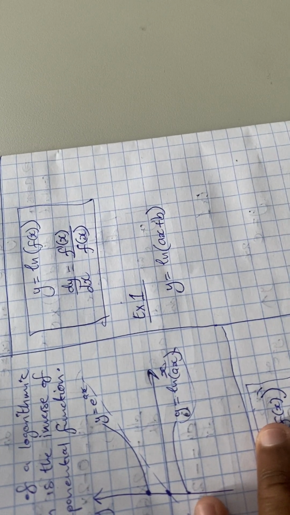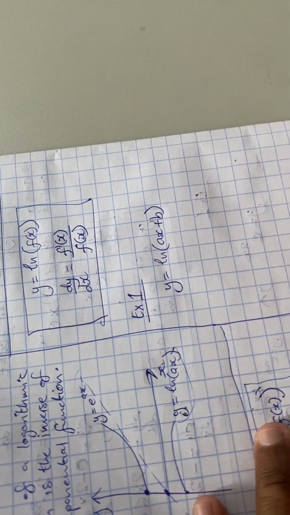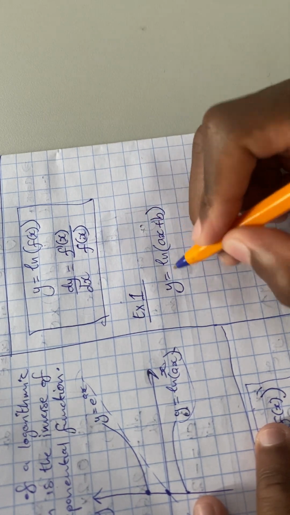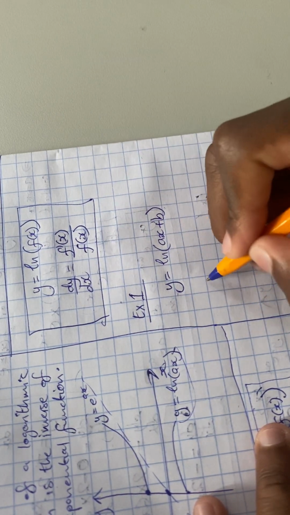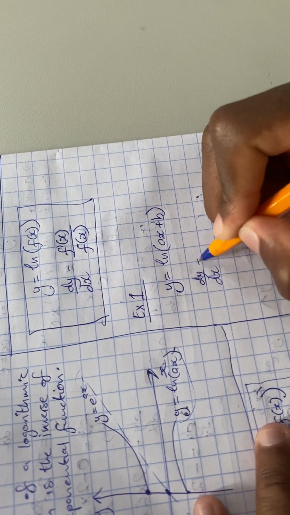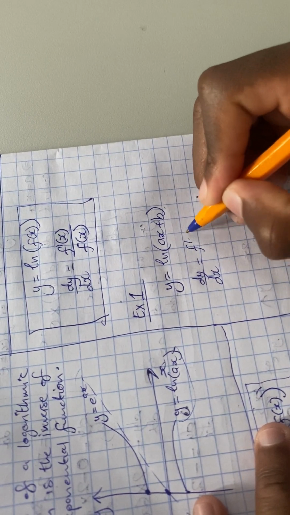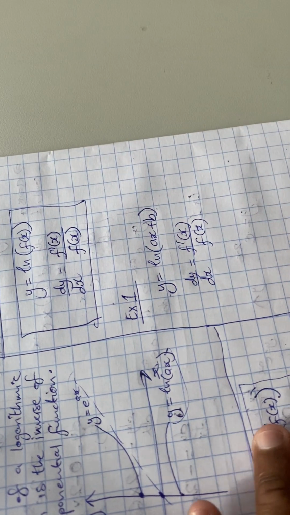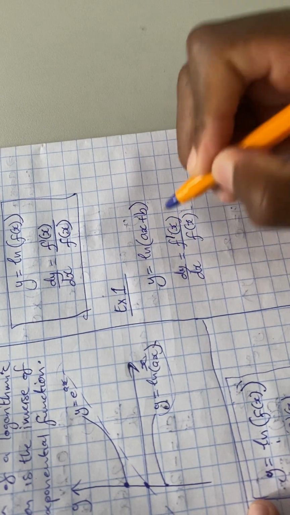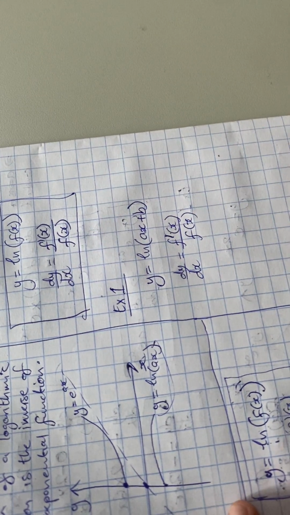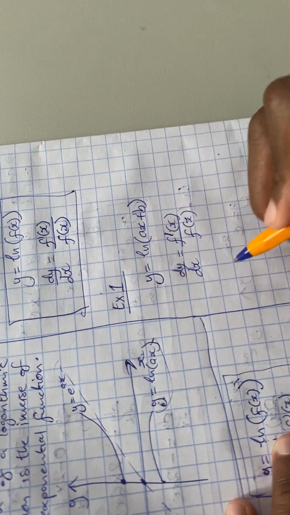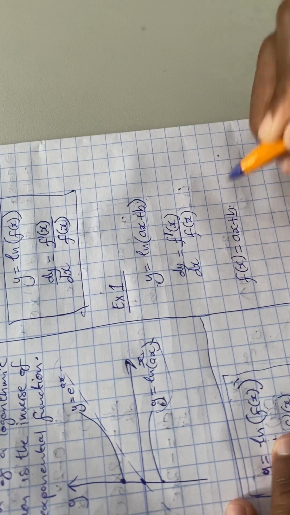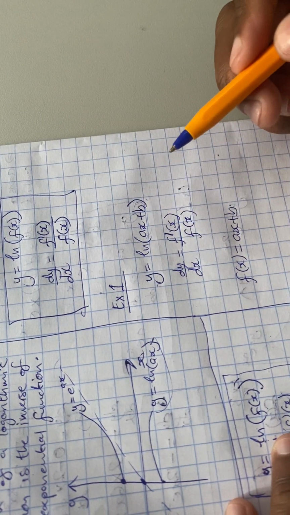What I want you guys to look at is how you break it down. It's going to be simple. Remember, if you're given a logarithmic function like this one, your dy/dx is just going to be f'(x), the first derivative of what is inside, over what is inside. So your first step is to find f'(x). You know that your f(x) is going to be ax plus b, what is inside the brackets of your logarithmic function.